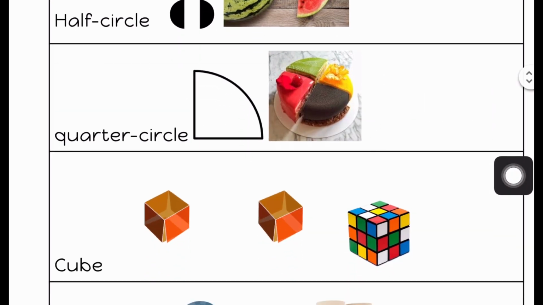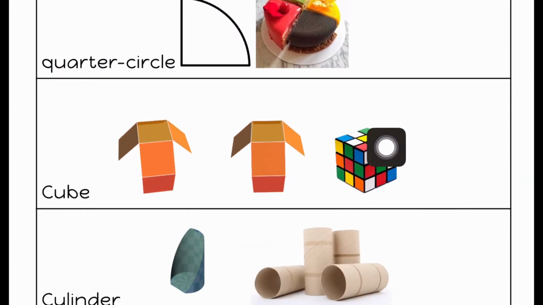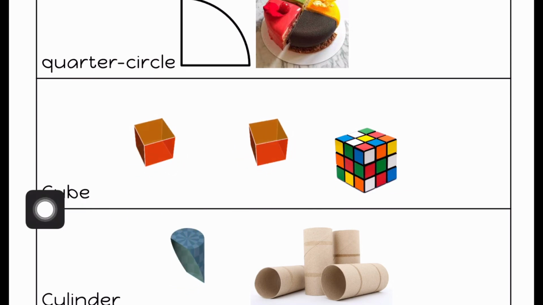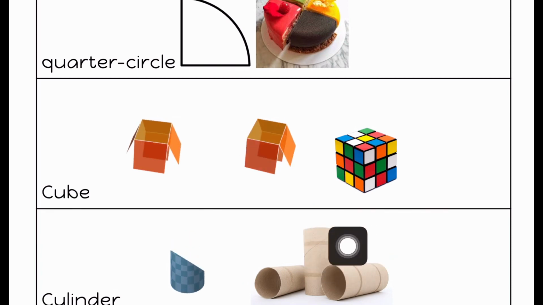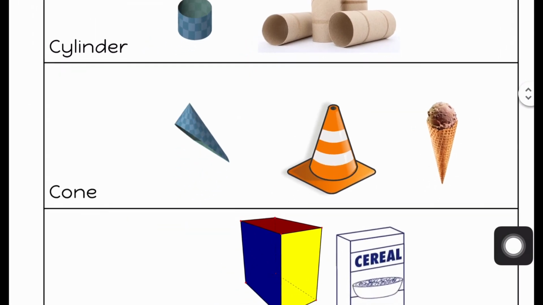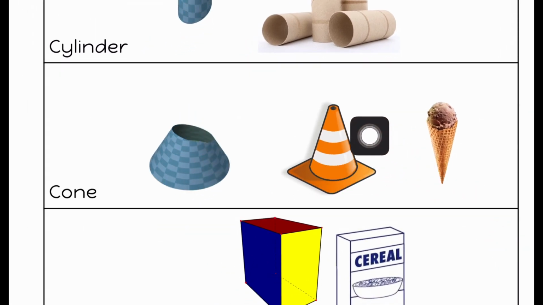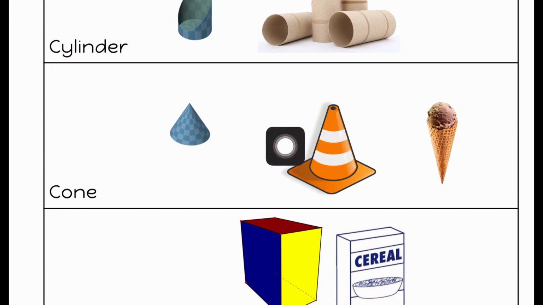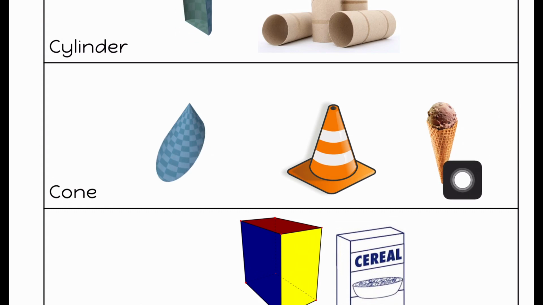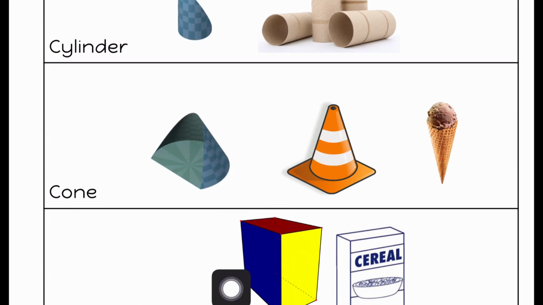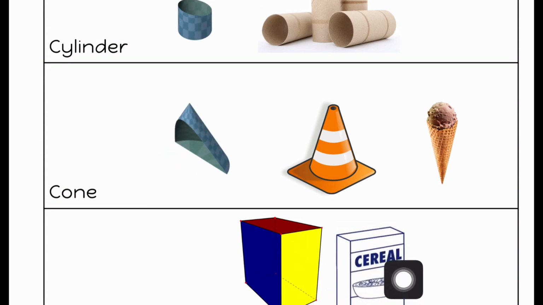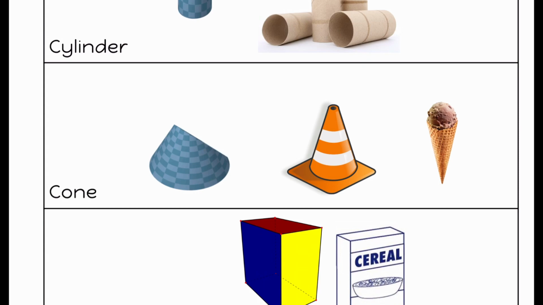Quarter circle. How about the maker of the Rubik's Cube? Did they think of a cube? I think so. How about the tissue rolls? Cylinder. Yes, sure they did. How about this one, like a stop sign? This is like a stop sign as well. Do you think they thought of a cone shape for this one, ice cream cone? Yes, they surely did. And how about the cereal box? Do you think they thought of a rectangular prism?